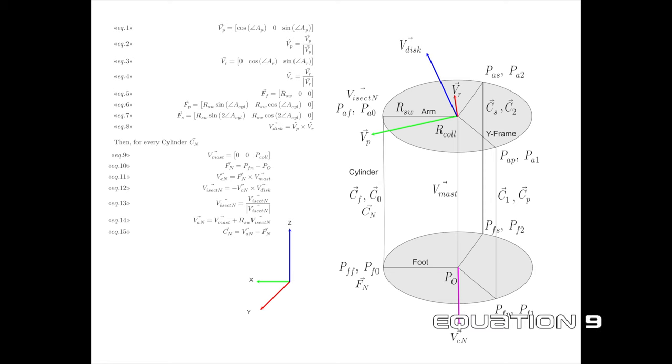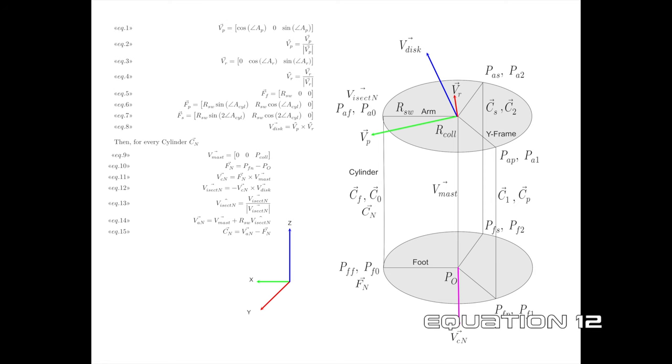The point P col is chosen from the collective input, yielding V mast. Then, for each of the cylinders C sub N, the foot vector F sub N is the line between the origin P sub naught and the base of the cylinder PF. And the cylinder plane vector VCN is then F sub N cross V mast.